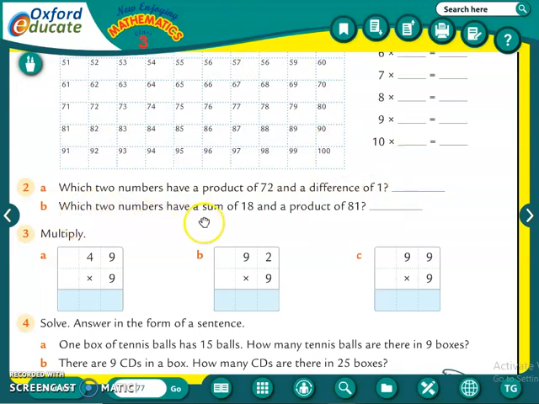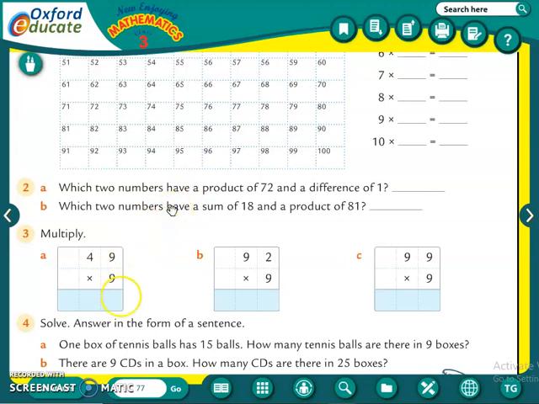Now write two numbers that have a sum of 18 and a product of 81. तो अब हमें दो नंबर ऐसे लिखने हैं कि जिसका सम 18 होता है और उसका मल्टीप्लिकेशन का आंसर 81 आता है. So again we will write here 18, 9 plus 9 is equals to 18, and product of 81 मतलब 9 multiplied by 9 is equals to 81. So I hope all of you understood these two sums.